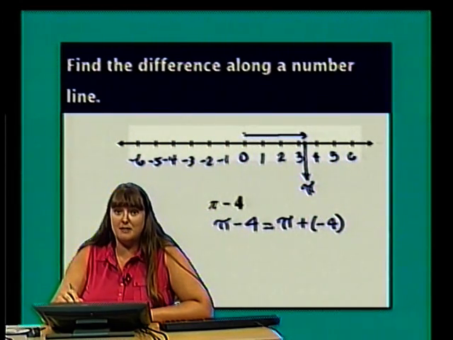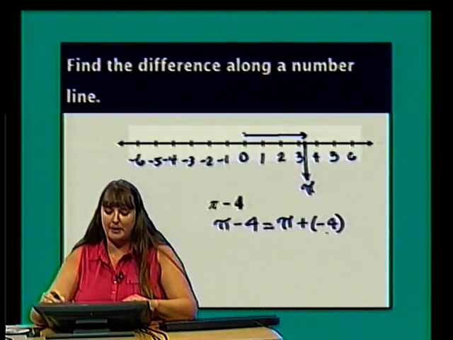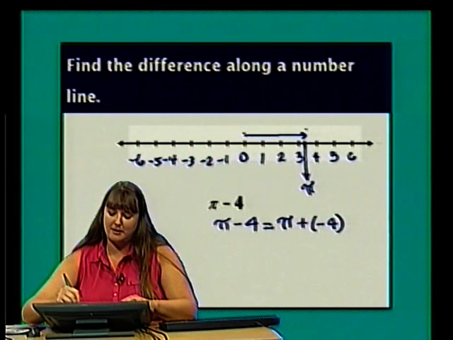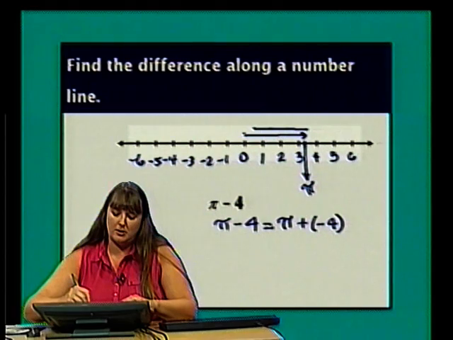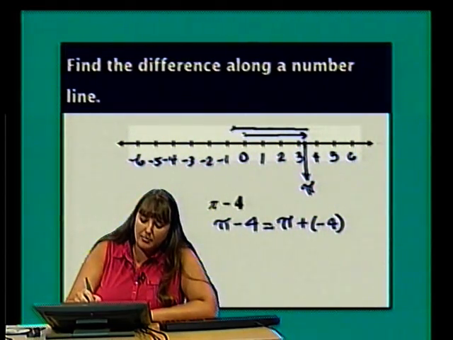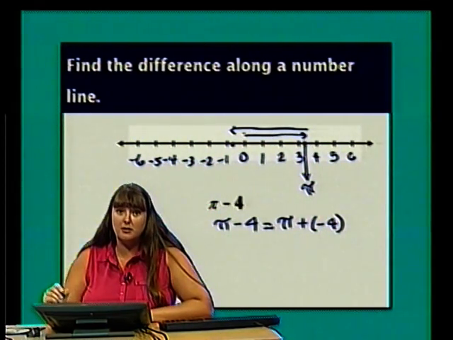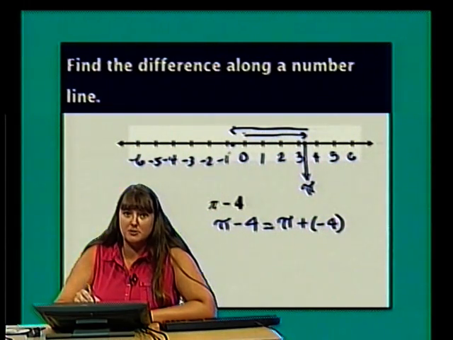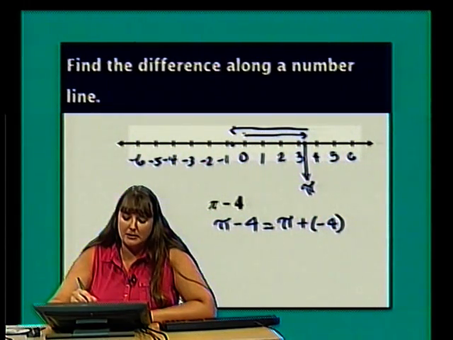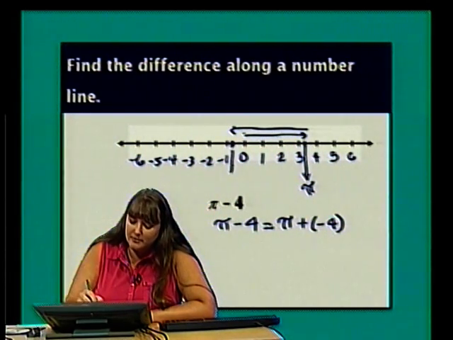Now I want to pick up where I left off and move 4 units to the left. So I put my ruler back, and picking up where I left off, move left 1, 2, 3, 4 units. And I end up at this point a little bit to the right of negative 1. My result is between negative 1 and 0, but a little bit to the right of negative 1. This represents pi minus 4.